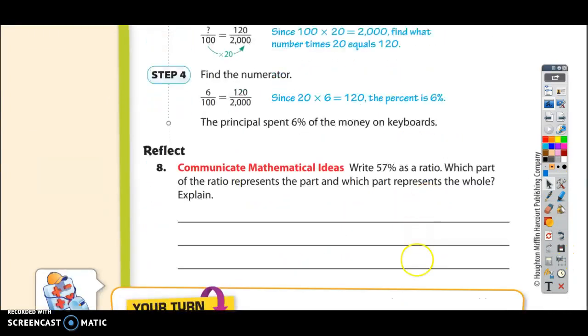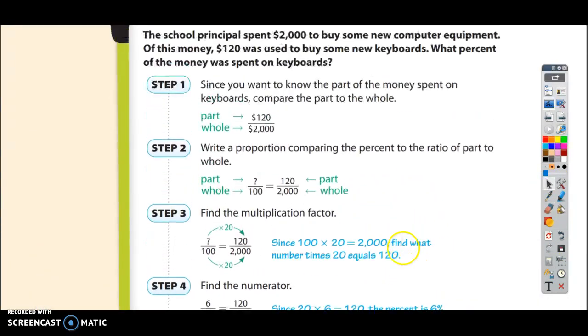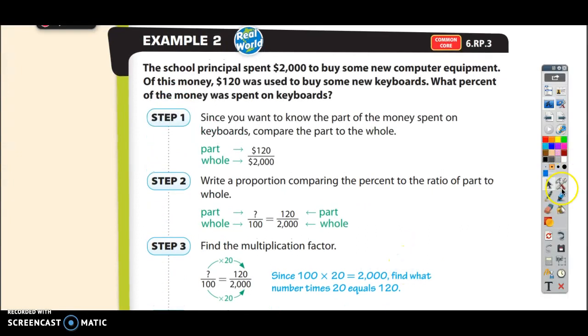So they give us a word problem here, and it's a school principal spent $2,000 to buy some new computer equipment. Of this money, $120 was spent to buy some new keyboards. What percent of the money was spent on keyboards? Do you notice we're given a number here that's not a percent? We're given another number here that's not a percent. And the directions want you to figure out which one's the part and which one's the whole.